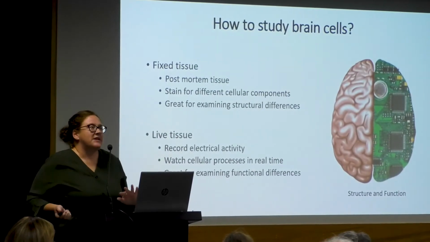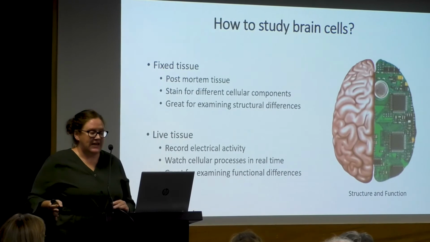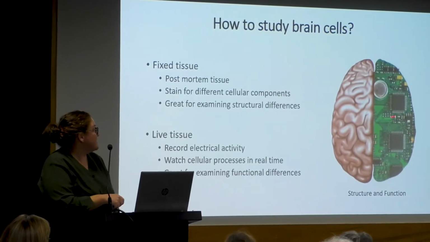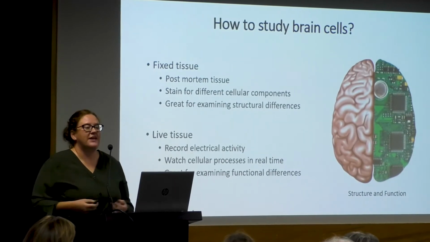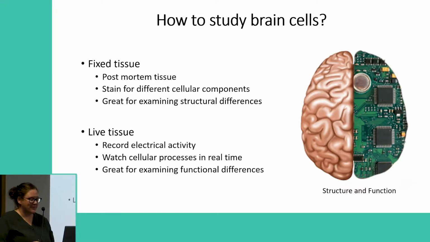But when you're studying brain cells, there's two different approaches that you can take. You can either look at the structure, which is shown on this side of the diagram, or the function, which is more like the circuit board, which you see on the other side of that diagram. So you can either look at fixed tissue or live tissue. If we're talking about fixed tissue, this could be post-mortem tissue from a human or from an animal. I'm sure you know that the Neurological Foundation has been massively involved in getting human samples of brains that are used to study all sorts of different things.